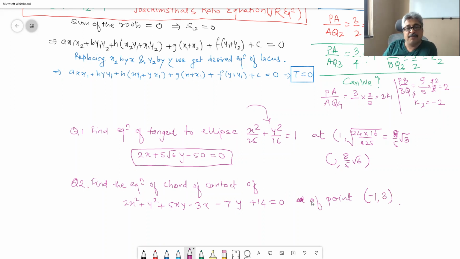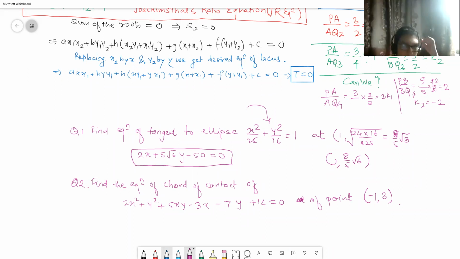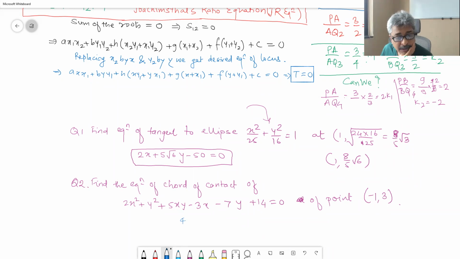Now what can I do? Unfortunately, let us say that point does not belong to this curve, but chances are very less. The equation of chord of contact is, tell me. 4x minus 3y plus 5 is equal to 0.